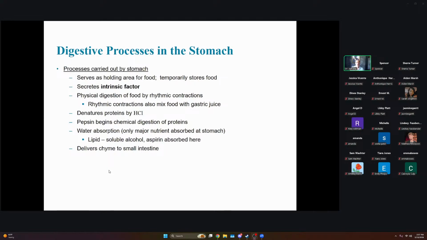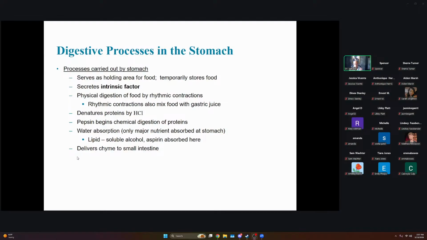All right. So the digestive processes, what are the things that occur beyond a temporary storage facility for food in the stomach? And you can see that this is underlined, so it's going to be important that you know these for exam number 3, okay? And we've talked about all of these already, so this is going to be a recap.